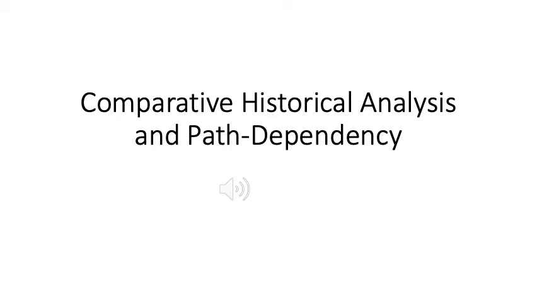Today we're going to discuss comparative historical analysis, which is essentially incorporating historical research in the social sciences and particularly in political science. And one way of structuring comparative historical analysis is through path dependency. That means you can have comparative historical analysis without path dependency, but path dependency is one particular way of doing so. That's what we're going to discuss today.